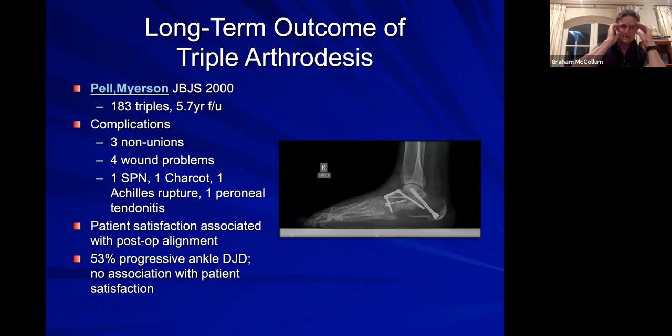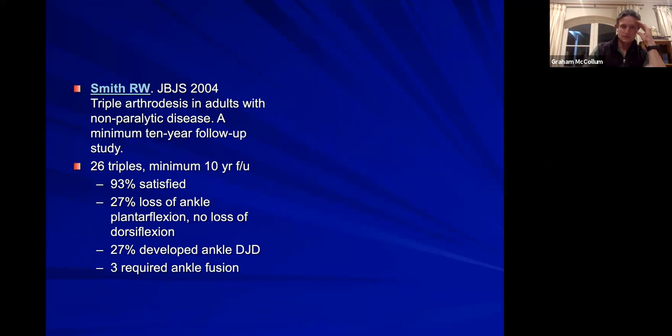There are some other bigger studies looking at 183 triple arthrodeses, showing a high degree of progression to ankle arthritis as well, and that patient satisfaction was correlated quite closely with post-op alignment being a plantigrade foot. So if it's too varus, quite low scores, and too valgus, obviously the same.